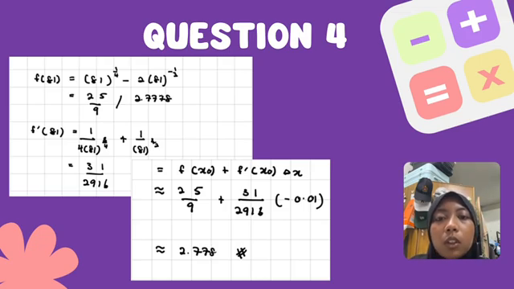Finally, we bring it all together using the linear approximation formula, which is f(x) approximately equal to f(x0) plus f prime of x0 multiplied by delta x. Substituting our values into the formula, we have 25/9 plus 31/2916 multiplied by negative 0.01, and the final answer is 2.7778. As the question wants us to get 3 decimal places, the final answer is 2.778.